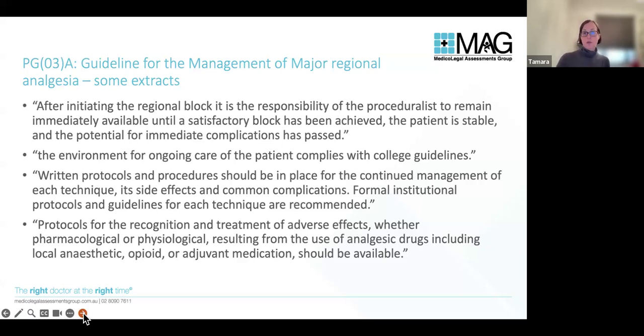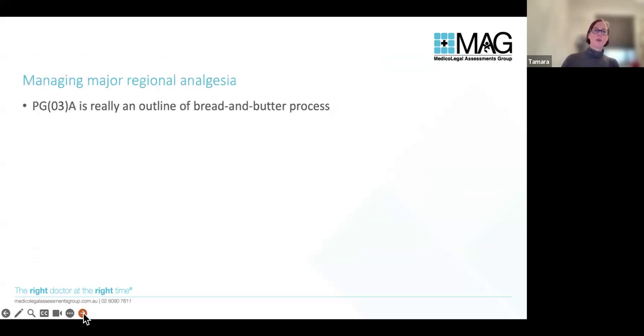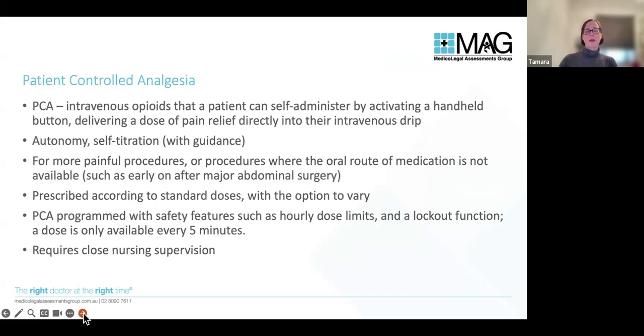And it talks about documentation, that there should be written documentation in terms of the continued monitoring, so that there are separate forms when someone has one of these complicated techniques that flag for those caring for them, medical and nursing staff, what we're looking at, what we're measuring, how frequently we're measuring it, and what we're going to do about problems. So it's really kind of bread and butter. It's a really good guideline.